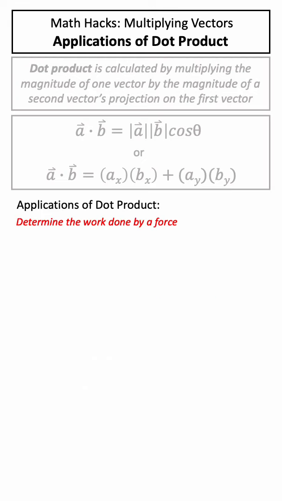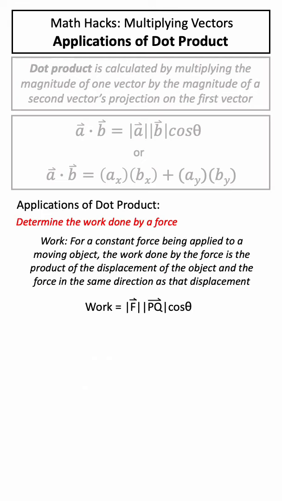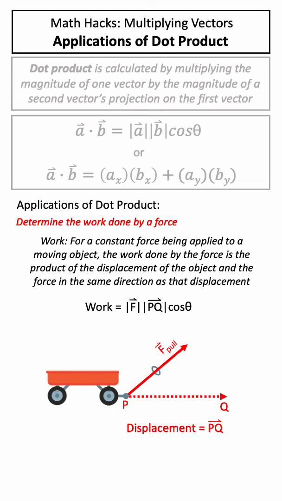Finally, dot product can be used to solve for the work done by a force, as work is equal to the dot product of the force F and the displacement PQ. For example, say we have a wagon being pulled by a constant force from point P to point Q. Using the angle between our vectors, we can solve for the work done by this force using dot product.